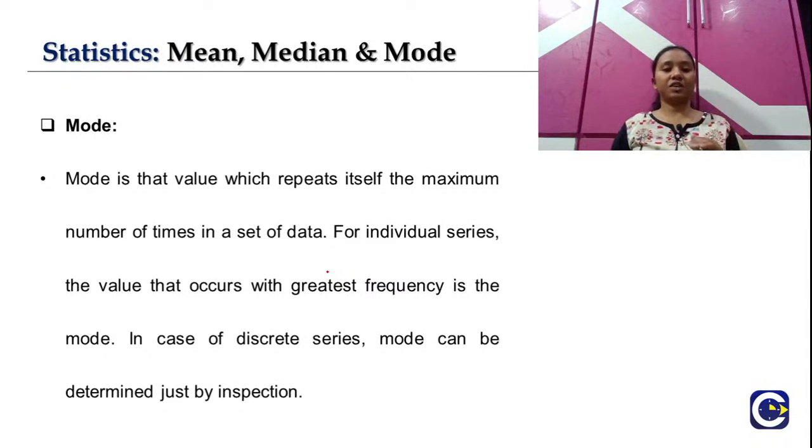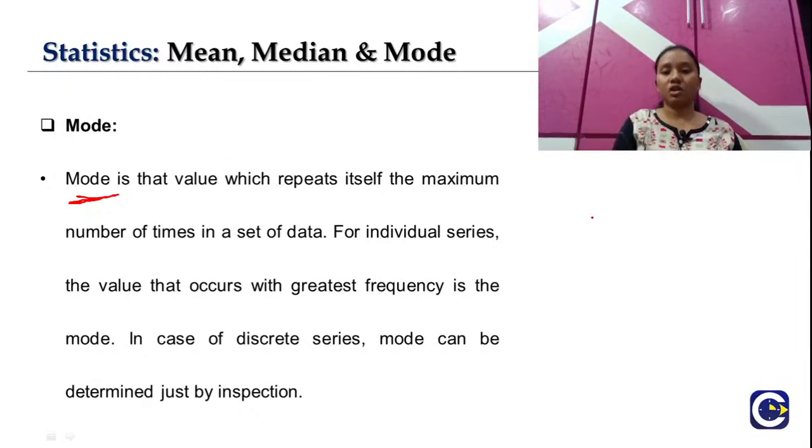So basically the definition of mode is the value which repeats the maximum number of times. Right, that means the highest frequency value, the corresponding value will be the mode. So the value which has the highest frequency, which states the number of times it is repeating itself. In simple words, mode is the value which repeats itself the maximum number of times.